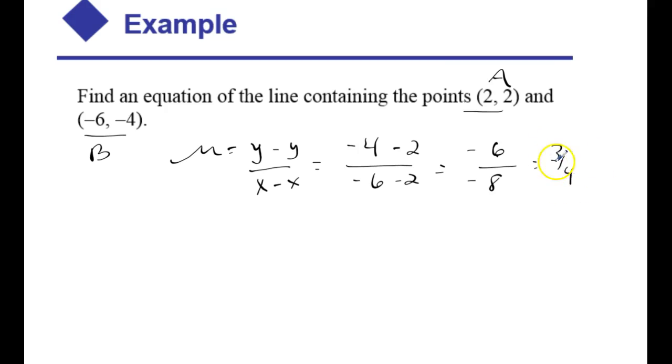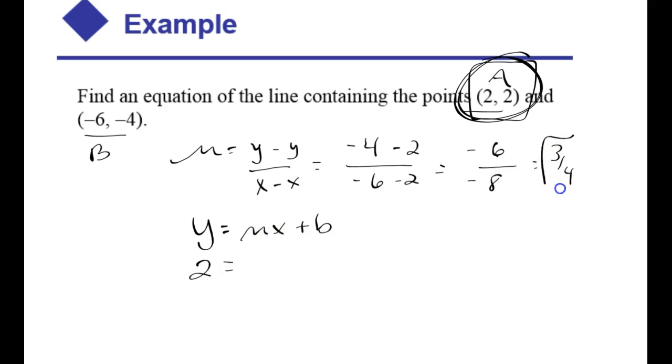So I'm going to use the slope of 3/4, and then I'm going to do the same thing I did in the previous example. Start with the equation of a line, y equals mx plus b. You could either use point A or point B, and it looks like point A is a little bit easier to use, so I'm going to say the y value is 2. The slope I just found is 3/4. The x value is 2. I'm going to write it as 2 over 1, and you'll see why in just a moment.